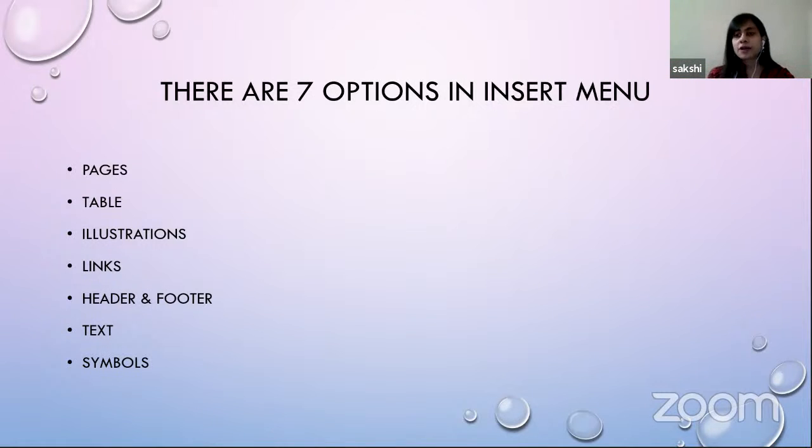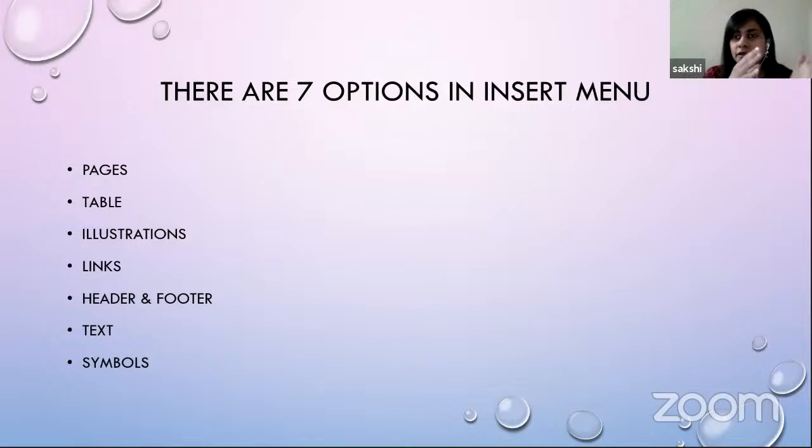Links. In links, you'll have 3 different options: hyperlink, cross-reference, and bookmark. In header and footer, again, you'll have 3 options. Do you want to number your page? Do you want to insert the header? Do you want to insert the footer? In text, those options on how you can edit your text you'll find. In symbols, if you want to insert any kind of symbol in your document, those options you'll find in the symbol group.